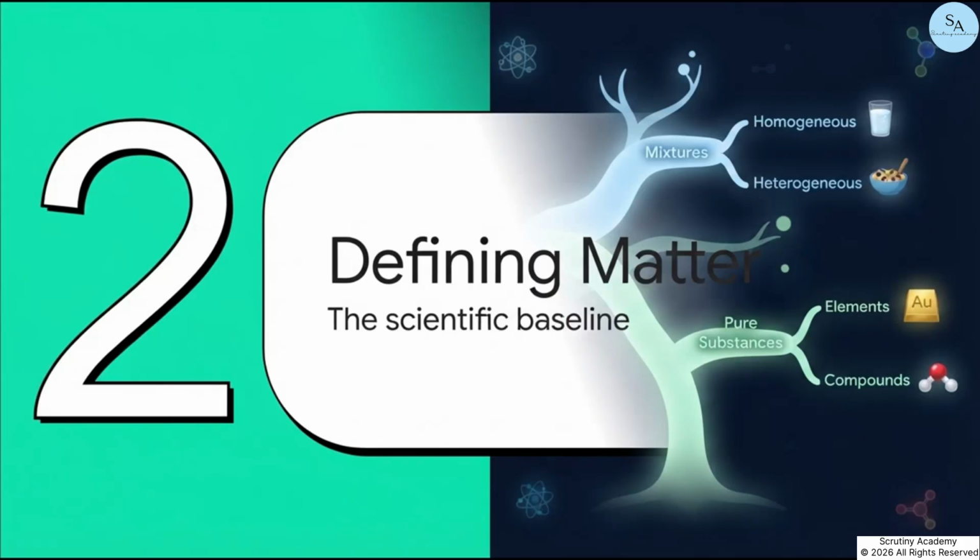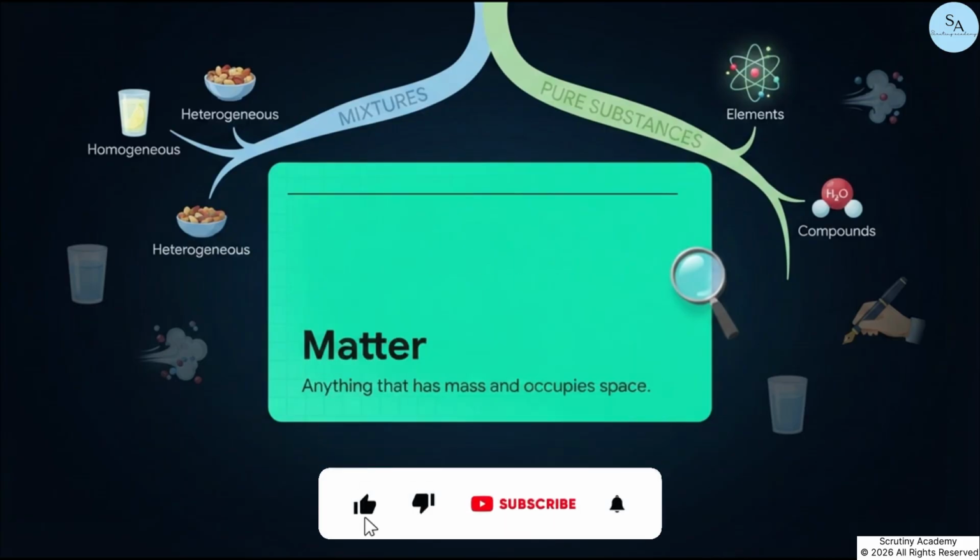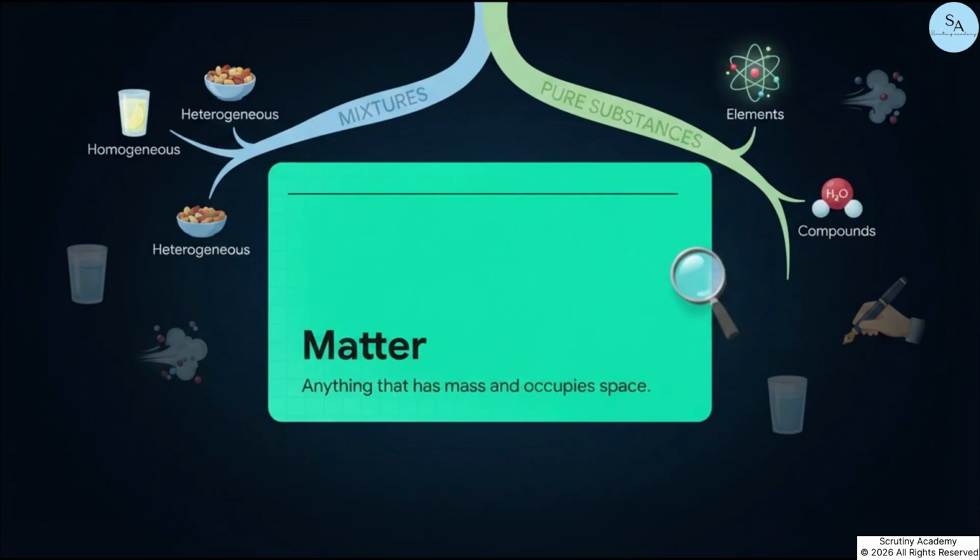Moving on to section 2, defining matter, which gives us our scientific baseline. Now that our kitchen analogy is locked in, let's sketch out the very top of our classification tree. Per the formal NCERT terminology, matter is defined simply as anything that has mass and occupies space. Just look around you right now. The water you're drinking, the air you're breathing, the pen you're holding to take notes, literally everything is classified as matter. This is the trunk of our tree, and from this point, everything branches off into 2 main categories, mixtures and pure substances.